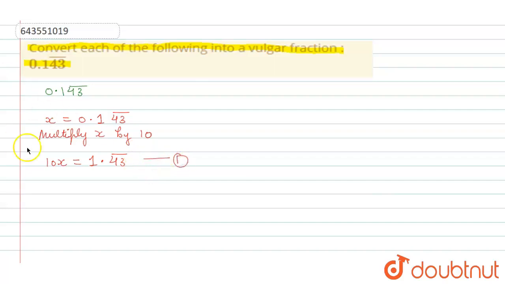Now the bar is over two digits, so we will multiply the first equation by 100. Multiplying equation first by 100, we get 1000x is equal to 143.43.